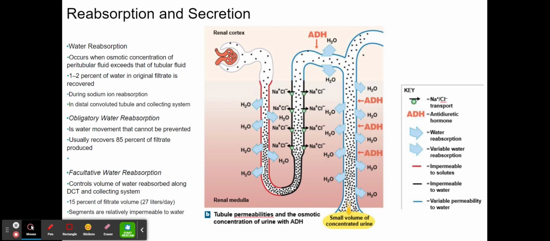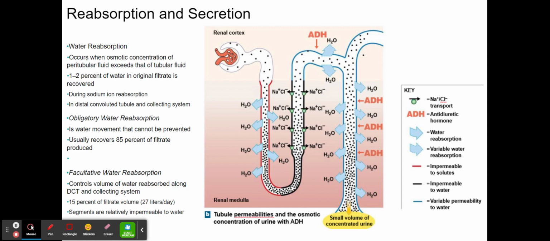In the distal convoluted tubule and the collecting system, 1 to 2% of the volume of water in the original filtrate is recovered during sodium ion reabsorption. All these water movements represent obligatory water reabsorption because they cannot be prevented. This reabsorption usually recovers about 85% of the volume of the filtrate. The volume of water lost in urine depends on how much of the remaining water in the tubular fluid is reabsorbed along the DCT and the collecting system.